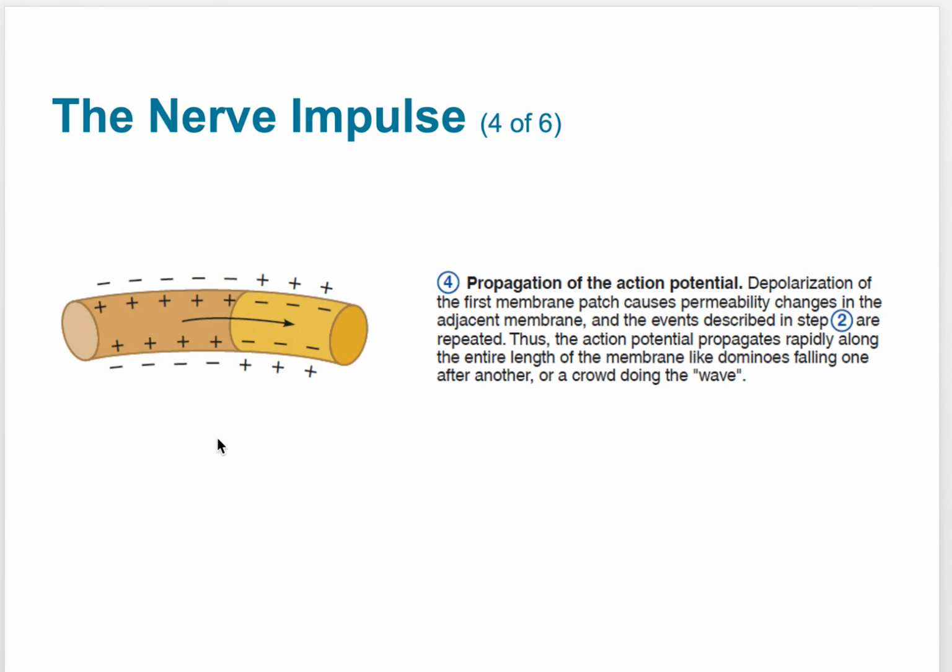So it's going to keep happening. Propagation of the action potential: depolarization of the first membrane patch, remember, which was up here, okay, causes permeability changes in the adjacent membrane. So you're going to get some permeability changes here, and then here, and then here, and it keeps going until you reach the end of the neuron, the axon terminal. So the action potential propagates rapidly along the entire length of the membrane, like dominoes falling one after another, or the crowd doing the wave.